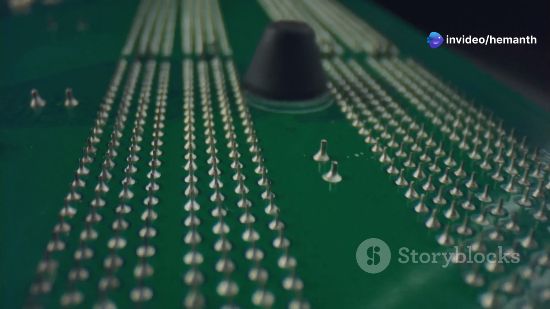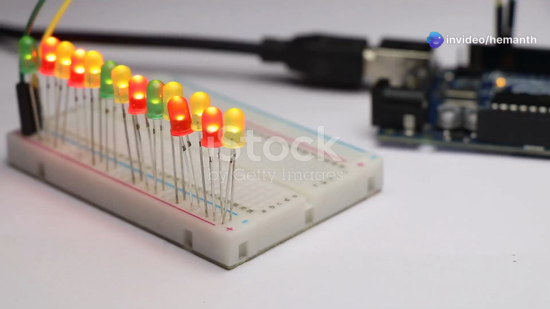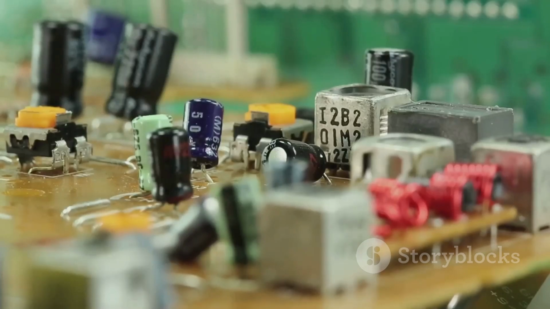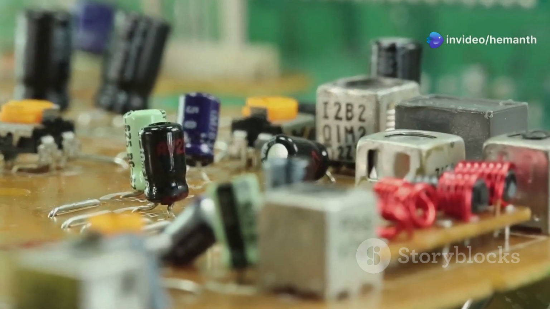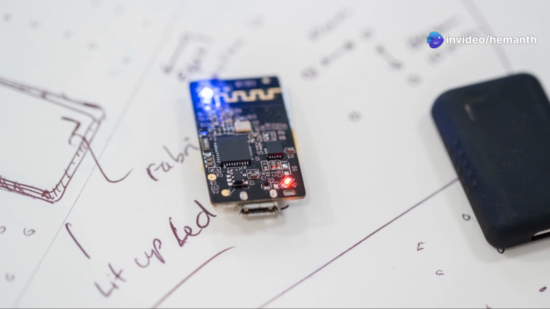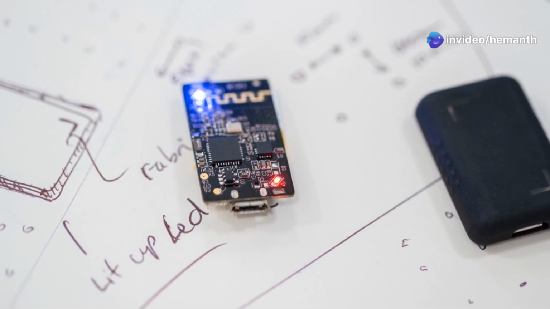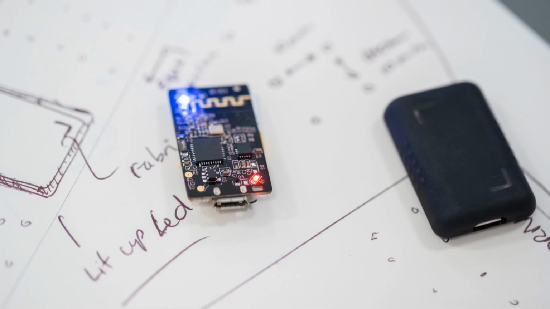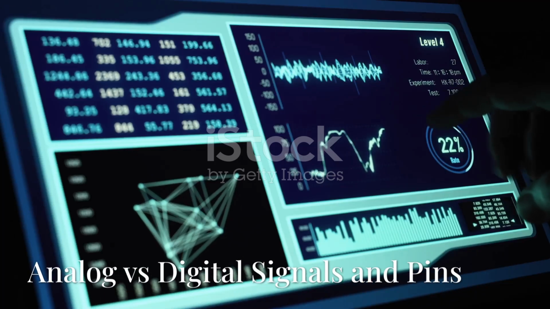Early microcontrollers primarily used digital pins. These pins interfaced with simple switches and LEDs, enabling basic control tasks. As technology advanced, the need for more complex interactions arose. This led to the development of analog pins, allowing microcontrollers to interpret data from analog sensors and control devices, requiring varying outputs.